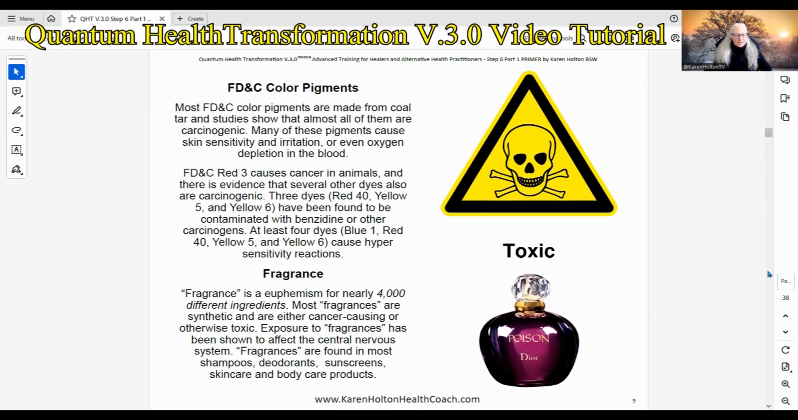Fragrance. Fragrance is a euphemism for nearly 4,000 different ingredients. Most fragrances are synthetic and are either cancer-causing or otherwise toxic. Exposure to fragrances has been shown to affect the central nervous system. Fragrances are found in most shampoos, deodorants, sunscreens, skincare, and body care products.